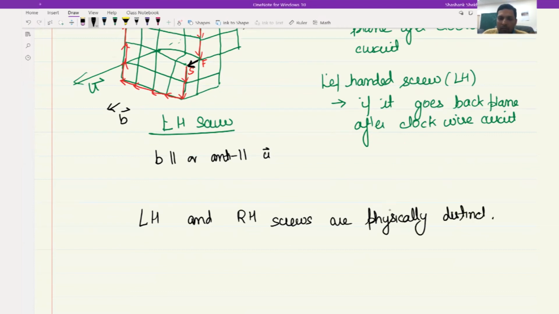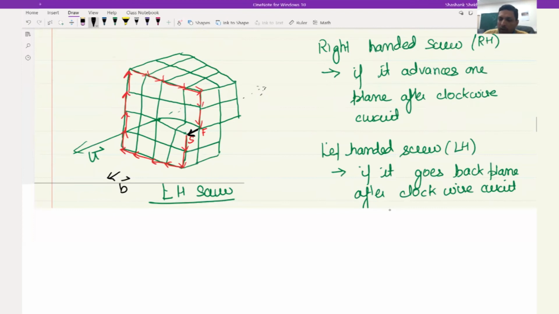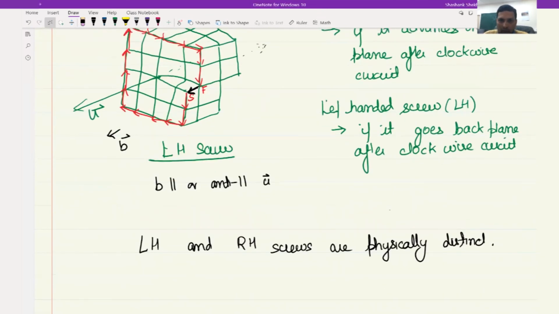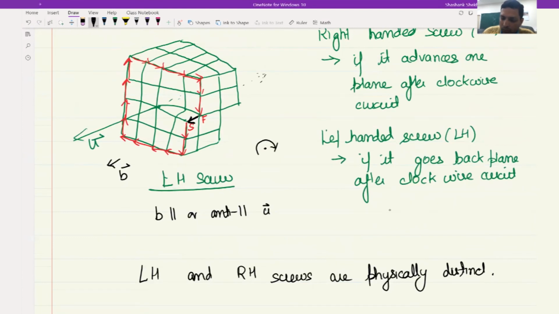This is something very important to keep in mind: in edge dislocation, the two types of edge dislocation, positive and negative, are physically the same. But in screw dislocation, there are two types, right-handed screw and left-handed screw, and they are physically distinct. They are not the same. But the Burgers vector can of course be positive or negative. That is always possible. That is always there. And usually it is represented by a symbol like this.